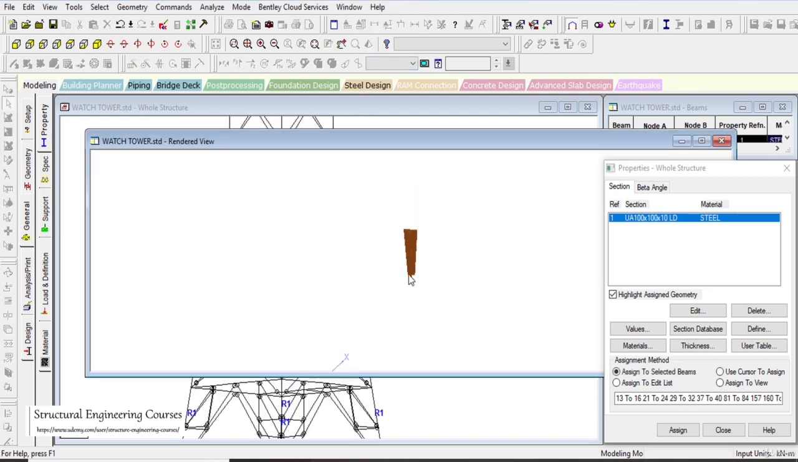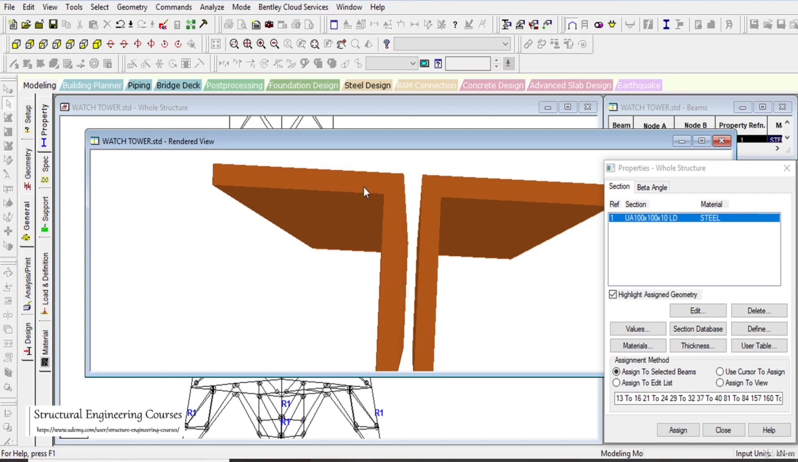We can go to the isometric view also. Here we can see that this dimension is 100, this dimension is also 100, and the thickness of this angle section is 10 mm, that is from this point to this point, and this side is also 10 mm thickness.